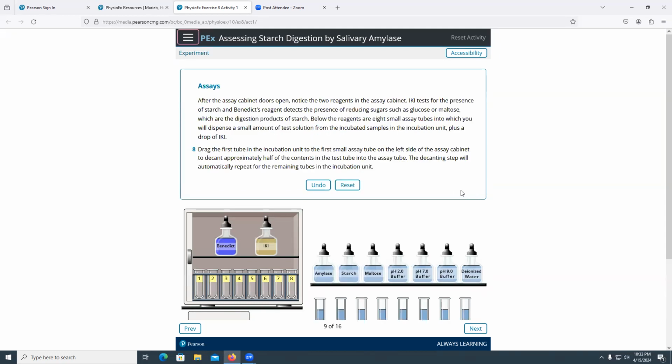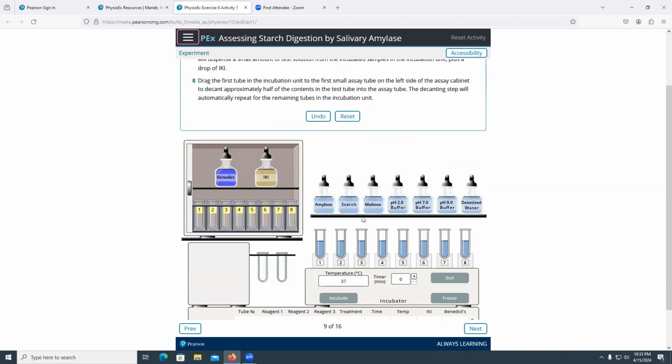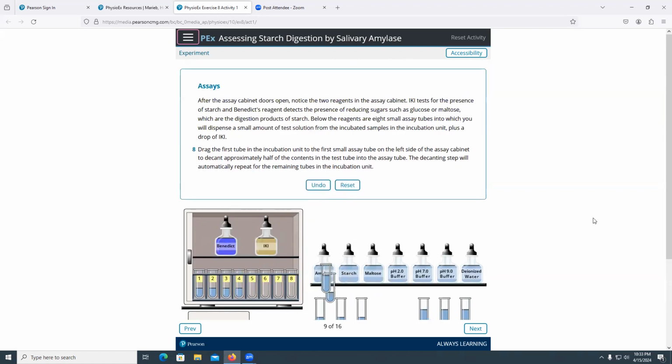Now we're going to be using the assays right here. We're going to drag the first tube in the incubation unit to the first small assay tube. So we're going to take a fraction of that, and the rest is going to go back. And we're going to test both, one with the IKI and the other one with the Benedict test.